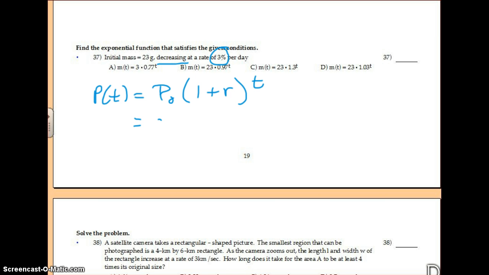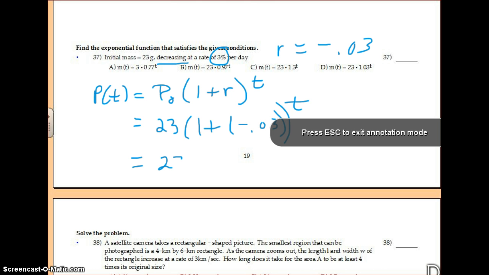So my initial mass was 23. Now the rate, it's a decrease. Because it's a decrease, we're going to say that's a negative, and negative 3% would be negative 0.03. So that would be the rate. So 1 plus a rate of negative 0.03, to the t. And then we would just simplify that. 23 times 1 plus negative 0.03 is 0.97 to the t. So that would be our function. Now they didn't use P of t, they used M of t, but the answer would be B.